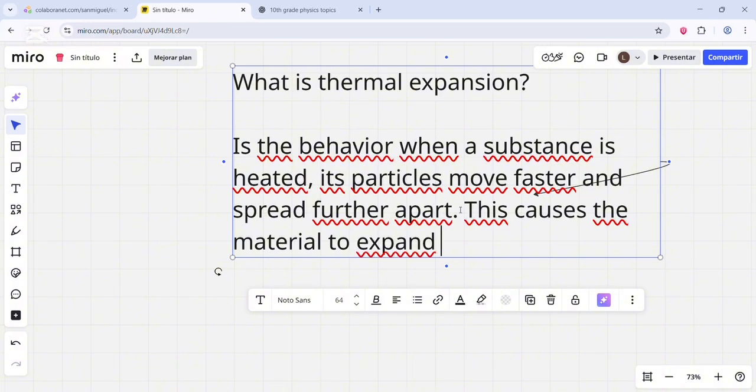So, in my own words, thermal expansion is when a substance, whether a solid, liquid, or a gas, is heated, and this heat causes the particles of the material to move faster, and this causes expansion. Expansion can be bigger in gases than solids, because in the gases the particles are further apart than in the solids. The particles are very together.